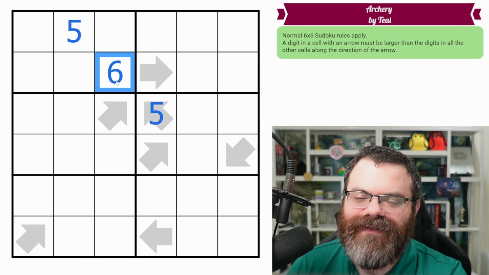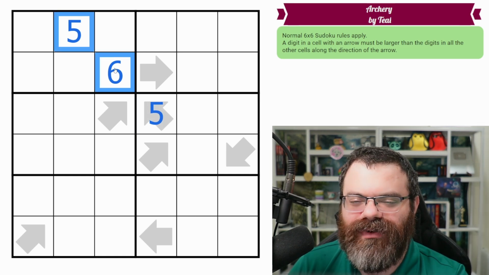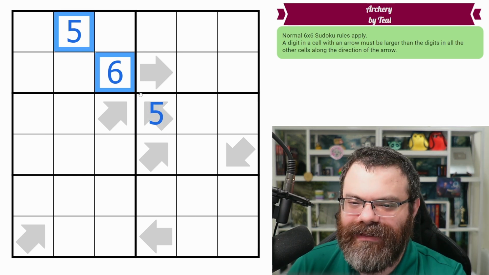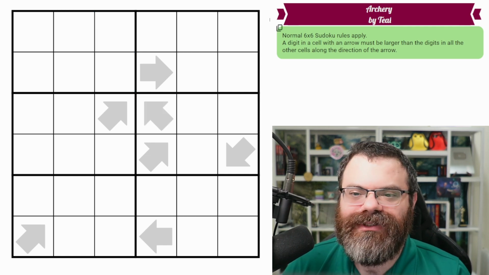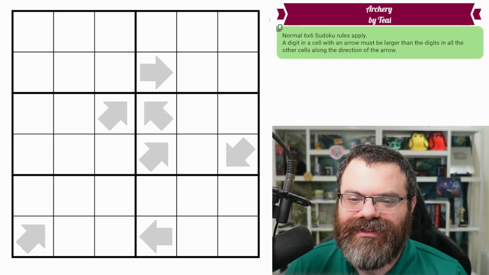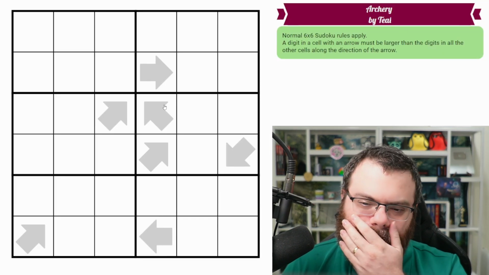What I can't do is put a 5 or a 6 up here, because now this is not bigger than the digits it points at. It's not bigger than 6. It's not bigger than 5, because 5 is equal to 5. And that's it. Those are the rules. There's a link in the description if you'd like to try the puzzle yourself. And I'm going to get started right now.